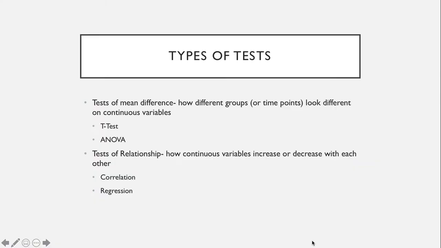So there are two main types of tests. You have tests of mean differences, how different groups or time points look different on continuous variables. Examples of that are t-tests and ANOVAs. And then tests of relationship, how continuous variables increase or decrease with each other. Examples would be correlations or regressions.